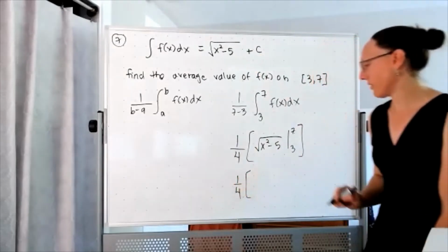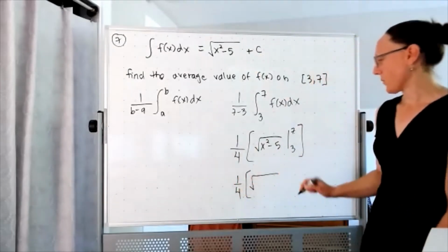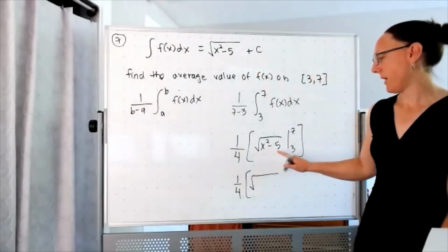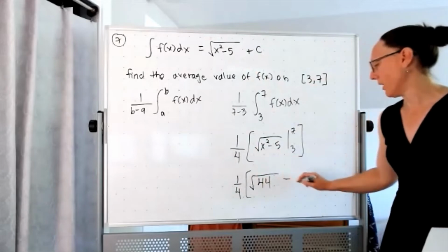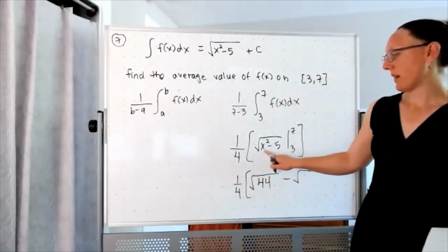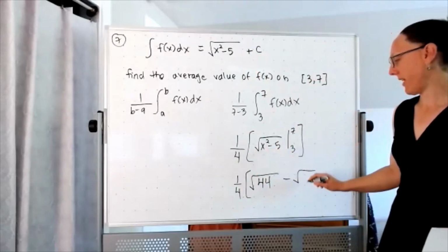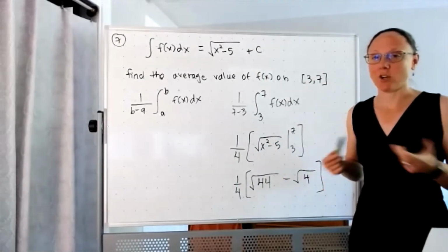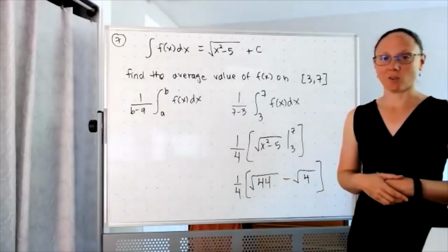Or 1/4 times the square root of, let's see, 7 squared, so that's 49 minus 5, so 44. 3 squared is 9, 9 minus 5 is 4. Now I would probably just leave it there on a test, though I suppose we could certainly take the square root of 4.